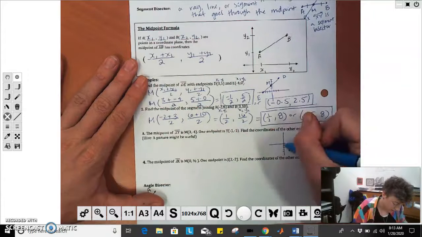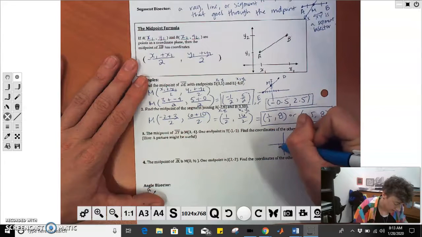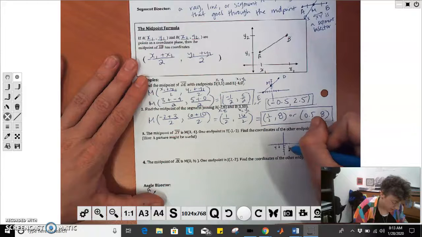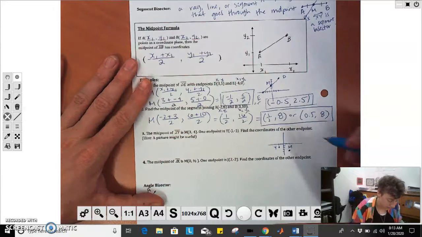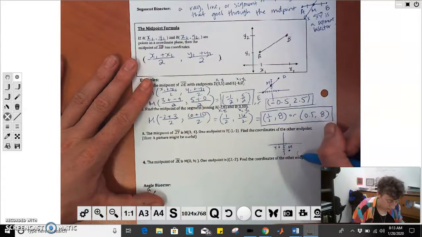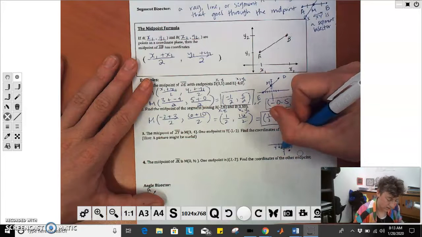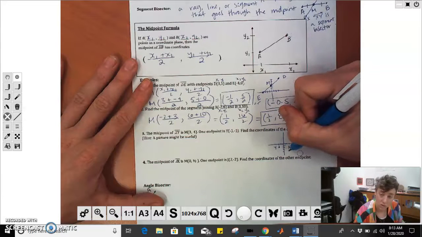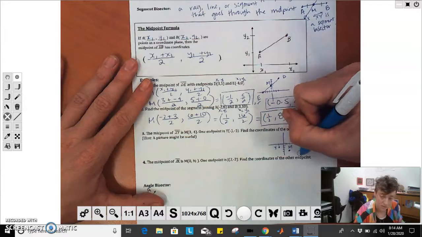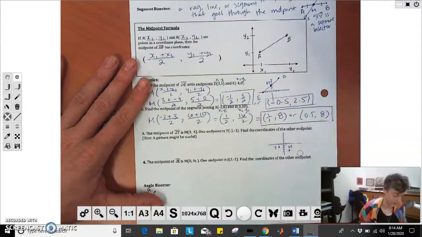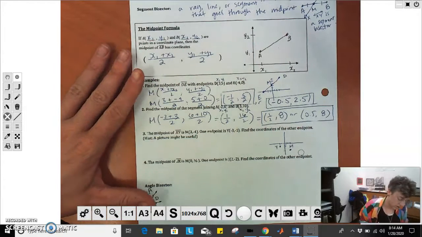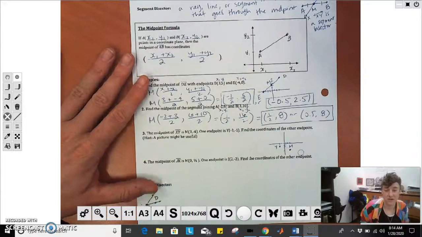One endpoint is at (-3, 1), (2, 3), (-1). So y is here, m is here. Where's the other endpoint going to be? Somewhere over here. Okay. There's our y, there's our midpoint. That's in the middle, so its other endpoint's going to be somewhere over there. Okay, so I'm going to show you the easiest, fastest way to do this.